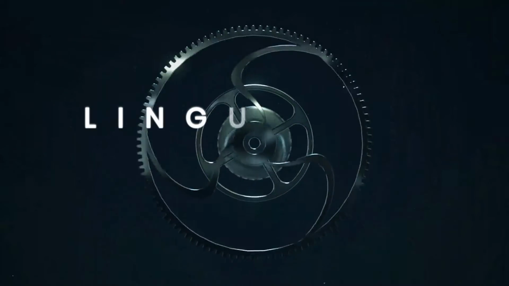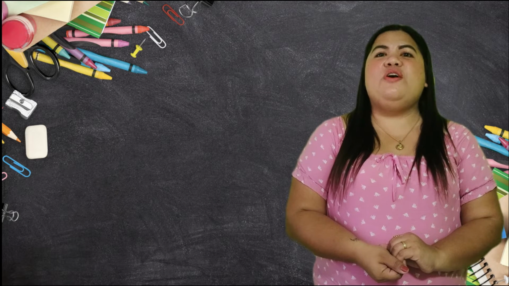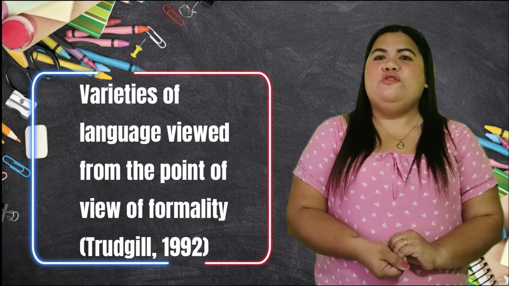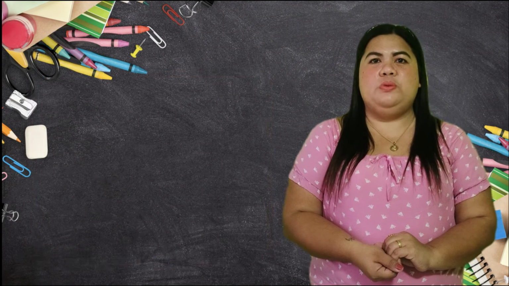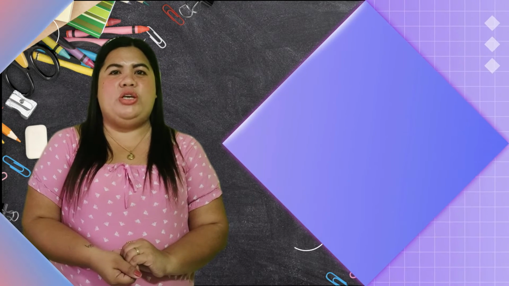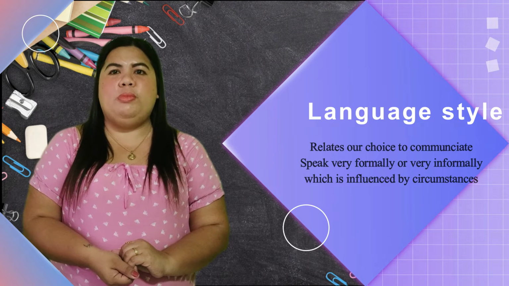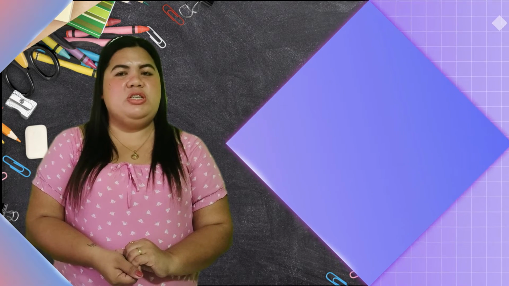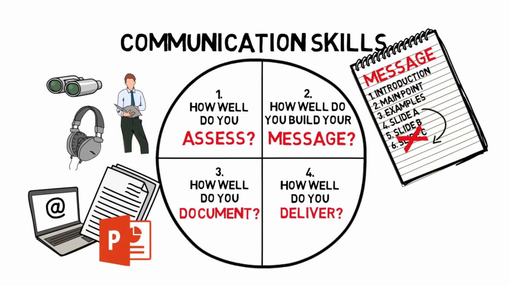What is linguistic style? One sociolinguistic definition of style is varieties of language viewed from the point of view of formality, by Gill, 1992. According to Wardhaugh and Fuller, 2015, language style relates to our choice to communicate, such as to speak very formally or very informally, which is influenced by the circumstances. It means that the way of communicating used by the speaker is affected by the situation and condition.